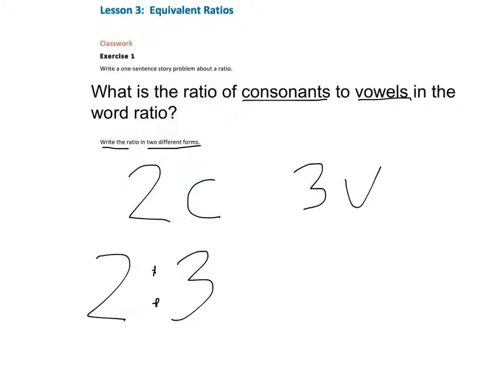The second way we can do it is by putting the word "to" between them. Just like I read last time, we can just write the word "to" instead. So I could write 2 to 3. It's important that we remember to always keep our numbers in the same order in which they are written in the word problem.